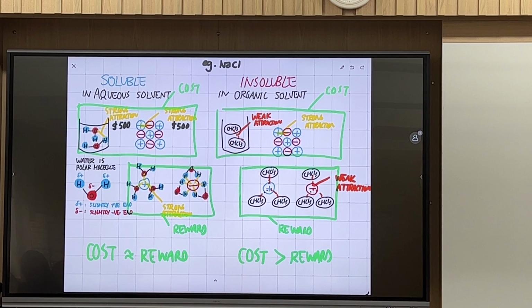And in return, you get back $1,000. Okay, so 500 plus 500 matches the reward, $1,000. Okay, so therefore they are soluble. The reward can cover the cost.